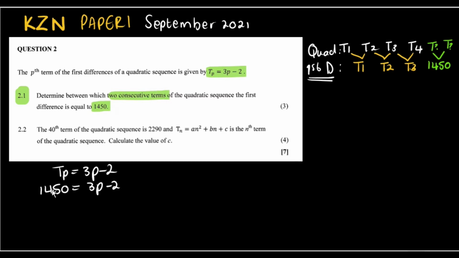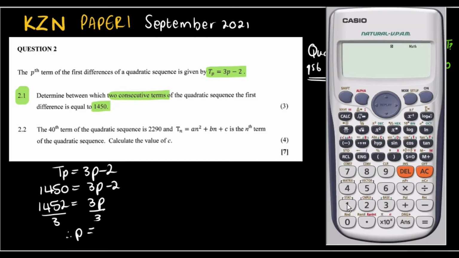And then if we take 2 over, we have 1452, because it's a negative 2, it becomes positive, is equal to 3p. And then we can go ahead and divide both sides by 3. And so our value of p is going to be equal to, if you say 1452 divided by 3, we get 484.